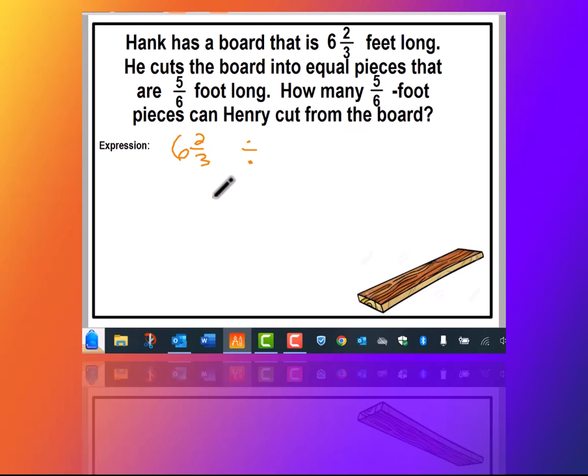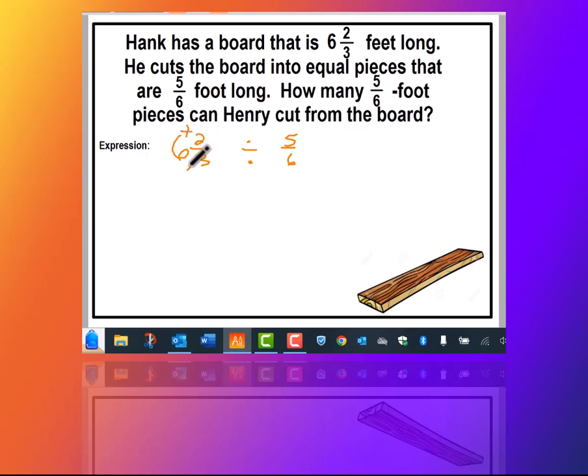Then the second number in your division expression is your divisor. It tells you either how many groups, in this case, how many boards, or it tells you the size of the boards, which is what we know. We know that each piece that he cuts needs to be 5/6 of a foot. That is your divisor. First thing we need to do is put everything in fraction form.